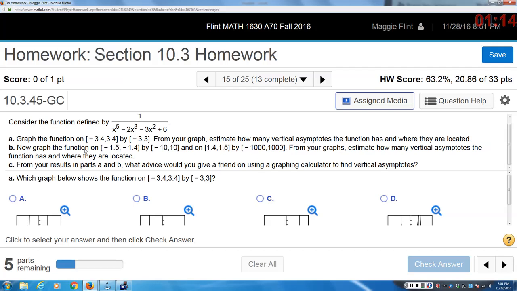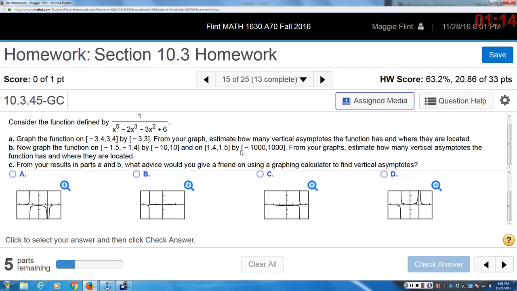I'm going to let you do this one because I think it would be helpful for you to do this one. But what it's asking you is to use various windows, and what you need to understand is this is telling you how to set x, and that's telling you how to set y. So graph that function first on that window and estimate how many vertical asymptotes it has. And you know that asymptotes are where it does that funny approaching behavior. So look at that, but use the various windows. I'm going to let you work on that.